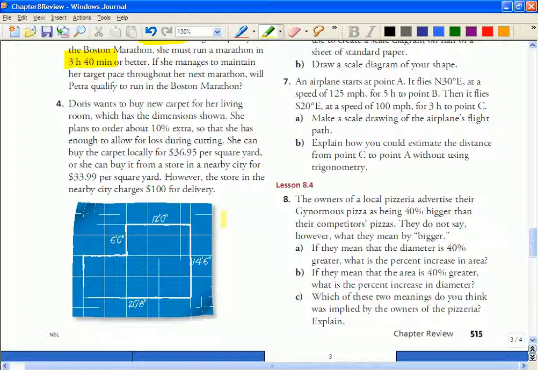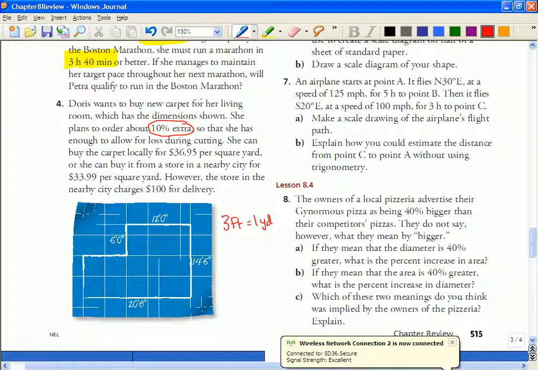Okay, so 1 foot is 3 yards. Oh, I got it backwards, sorry. 3 feet is 1 yard. 3 feet is 1 yard. And don't forget about the 10% extra, because you don't want to put the carpet down in the room and have gaps. So anyways, I'll leave you to it for a few minutes, see if you can figure out which one's cheaper. So let's work it out together for the area of this room.